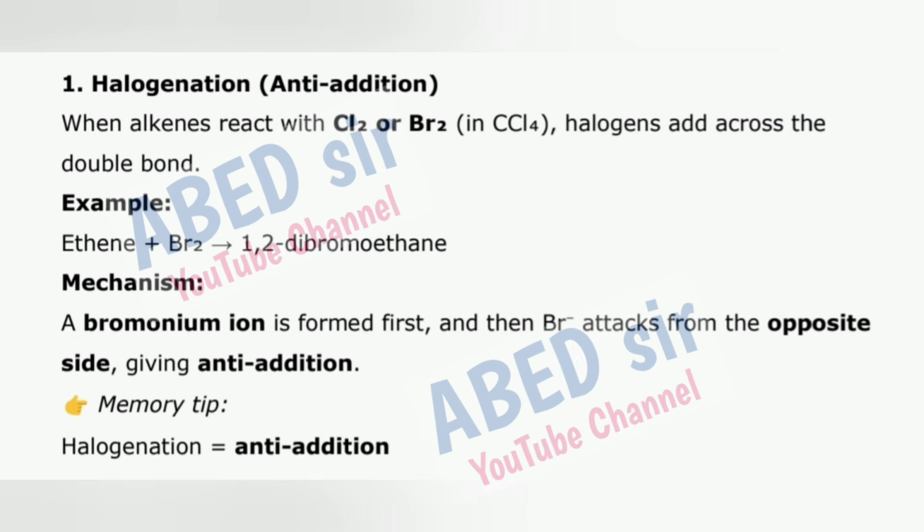Important reactions are explained below in simple words. 1. Halogenation, anti-addition. When alkenes react with Cl2 or Br2 in CCl4, halogens add across the double bond. Example: ethene + Br2 → 1,2-dibromoethane. Mechanism: a bromonium ion is formed first, and then Br− attacks from the opposite side, giving anti-addition. Memory tip: halogenation = anti-addition.